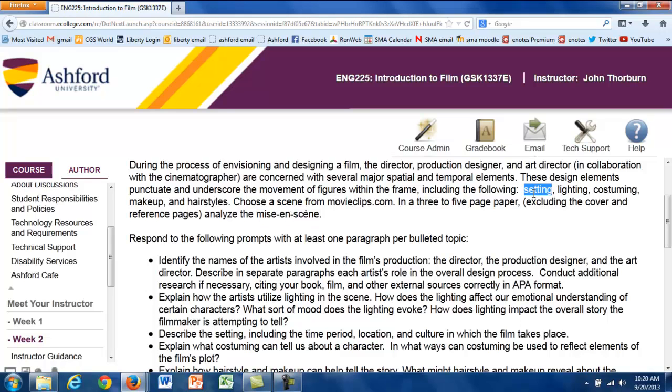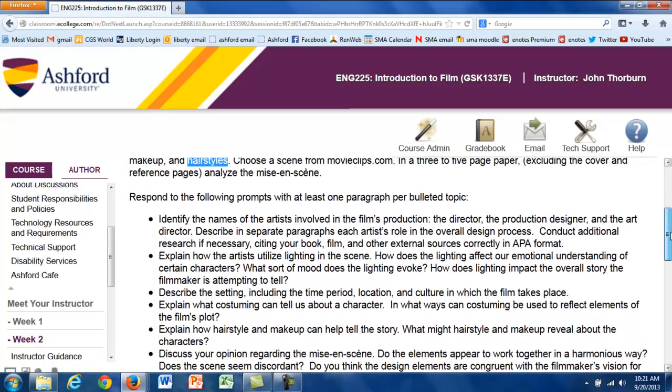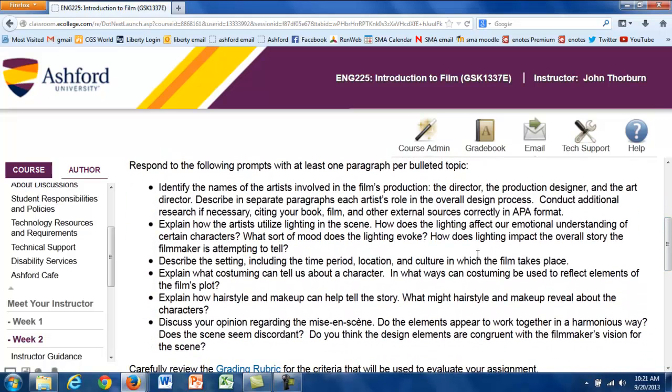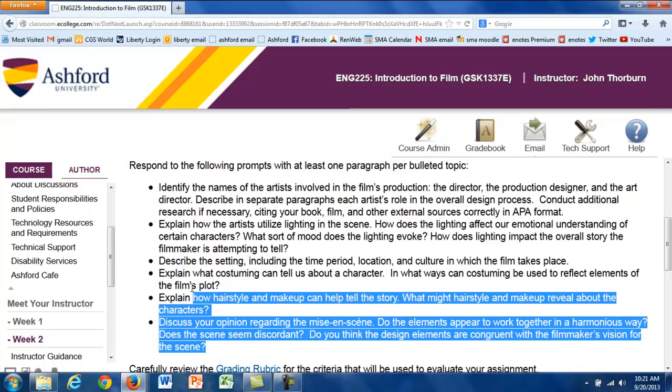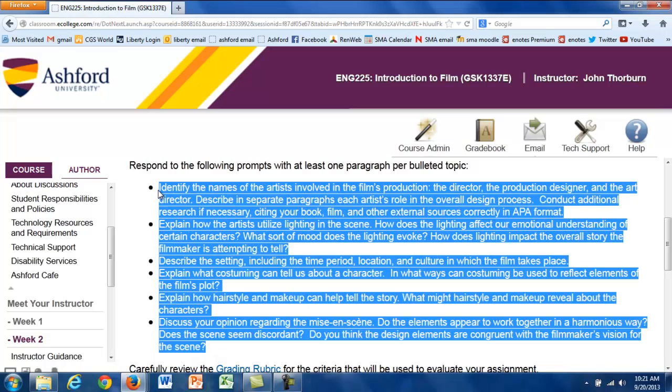This paper wants you to analyze the setting of your scene, the lighting of your scene, costuming that's in the scene, makeup, hairstyles that are in the scene, all of those things. And if you'll read the bullets, essentially each one of these bullets should be a paragraph.